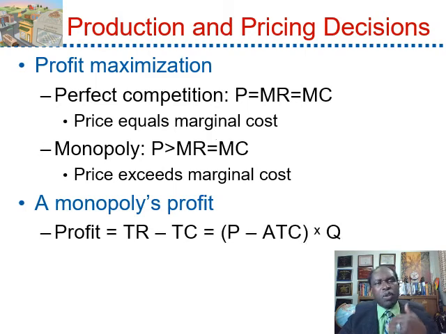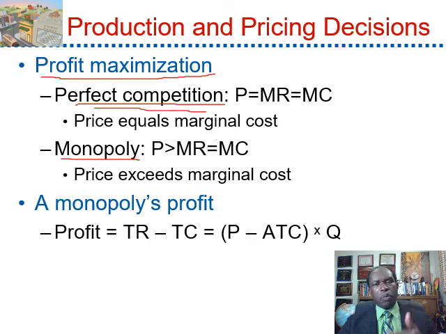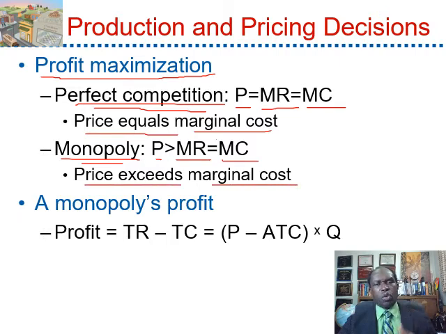So let me ask the following question. What is the difference between profit maximization for perfect competition and profit maximization for a monopoly? For perfect competition, profit will be maximized when price equals marginal revenue equals marginal cost. In other words, price equals marginal cost. For a monopoly, profit will be maximized when price is greater than marginal revenue, which is equal to marginal cost. In other words, price exceeds marginal cost.